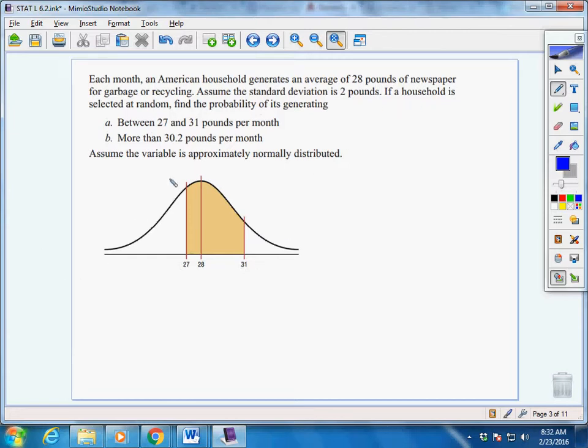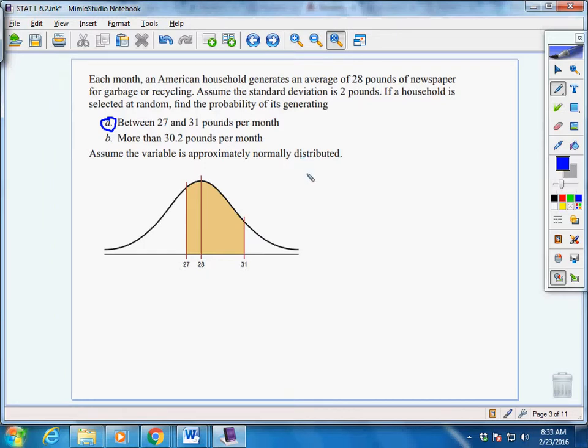So if you look at the bell curve right here, it says if a household is selected at random, find the probability of it generating, and we're just going to focus on A right now, we'll do B in a second, between 27 and 31 pounds per month. So here, obviously, is our mean on average of 28 pounds. We know it has a standard deviation of 2 pounds, and we're looking for between 27 and 31. So what we want to do is take that 27 and 31 and transform it into z-values.